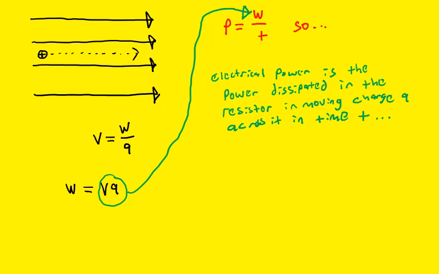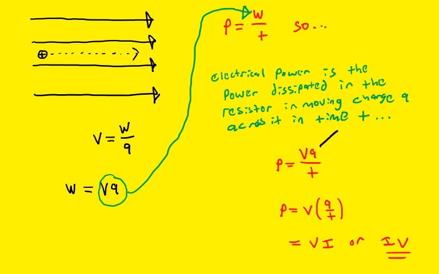It's the power dissipated in the resistor in moving a charge Q across it in time t. And that's a way that we can define it. It's the power dissipated or used up in a resistor, or something that is taking it up, and everything has a certain amount of resistance, moving a charge in time t. So, we have our new value there.